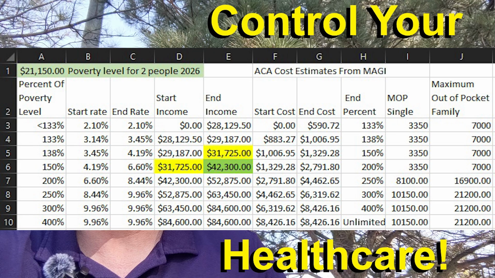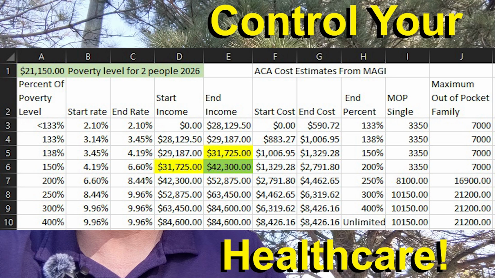And notice there's another jump when you cross over from the 200% to 250% of the poverty limit. Your individual single out of pocket goes from $8,100 to over $10,000, and your maximum out of pocket for a family jumps from $16,900 to $21,000.